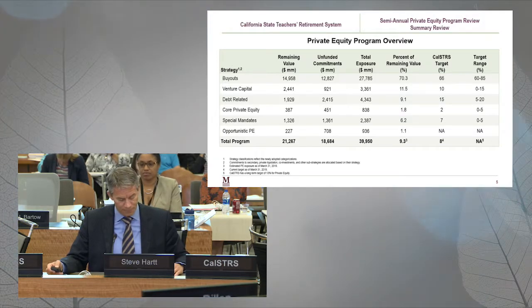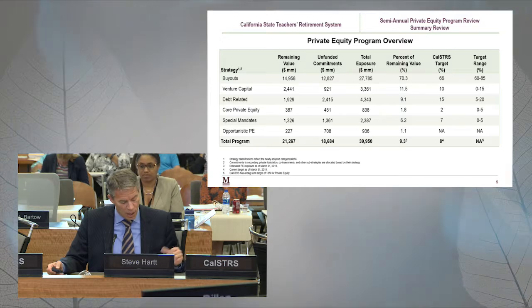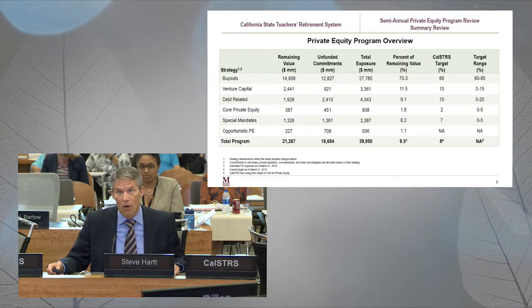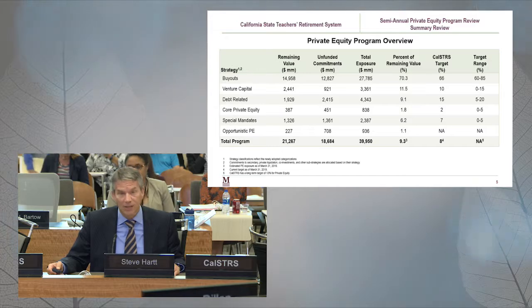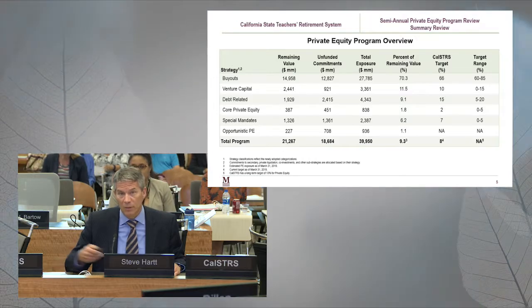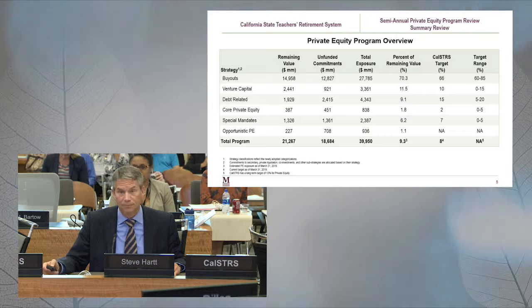the market. And as I mentioned before, the remaining value, meaning the total value of the portfolio as of March 31st, is up from $18.7 billion and had gotten as low as just under $17 billion. So we can see that the amount of assets in the ground has increased.